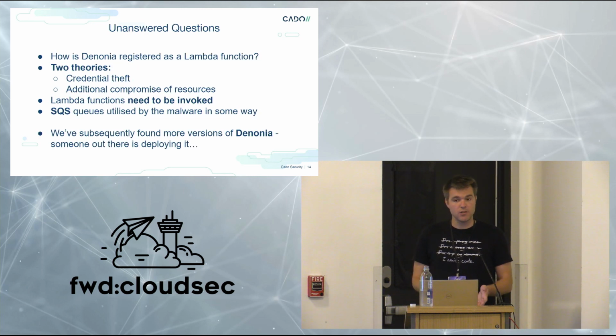Still a bunch of unanswered questions. I know a few different people are looking at this, so it'll be interesting what comes out. How does it actually get deployed? That's a really key question, right? There's some discussions on Twitter from various people from CloudSec talking about it. Standard credential theft, pretty likely. Maybe some other compromises, we'll find out. Obviously, you do need to actually invoke a Lambda function, so what are they setting up to call that? Probably just a standard schedule again.